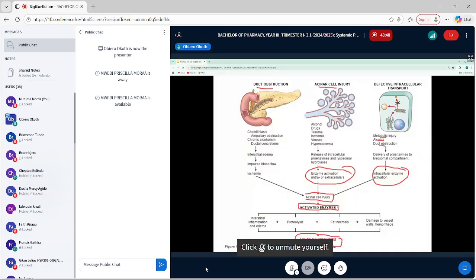So three mechanisms. And in fact, most of the risk factors will fall into this: either duct obstruction, acinar cell injury, or defective intracellular transport.